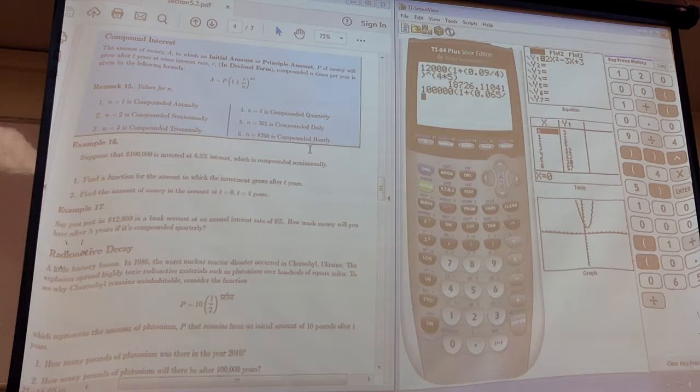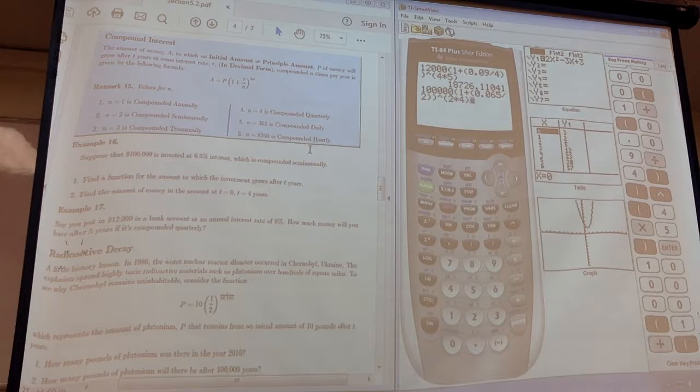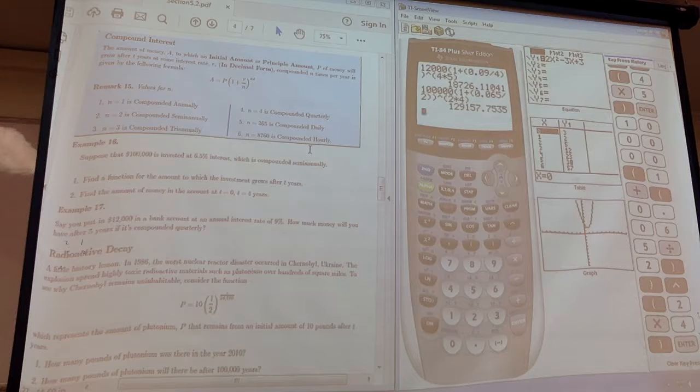your N value, which, compounded semi-annually, would be 2. So you close parentheses on that little fraction, and then you close the parentheses again, and then you raise it to the N times T. Now, we said your N was 2, and it's being invested over 4 years. So 2 times 4, and close your parentheses for the exponent, and there we go. We should have about $129,157 after 4 years. Okay.